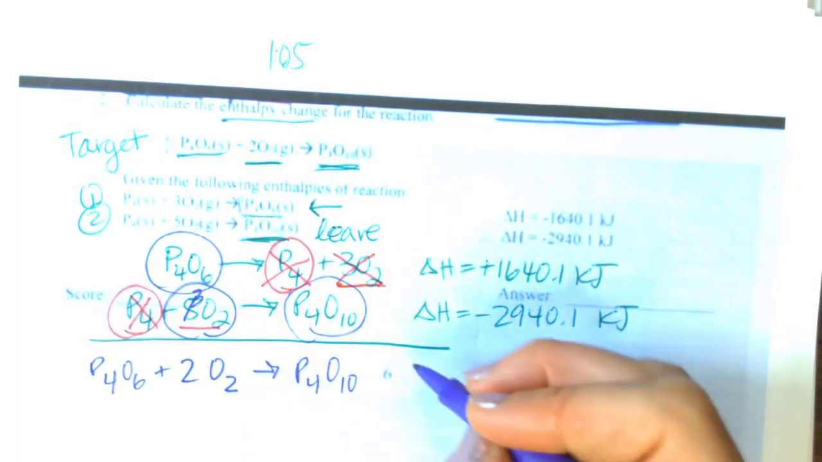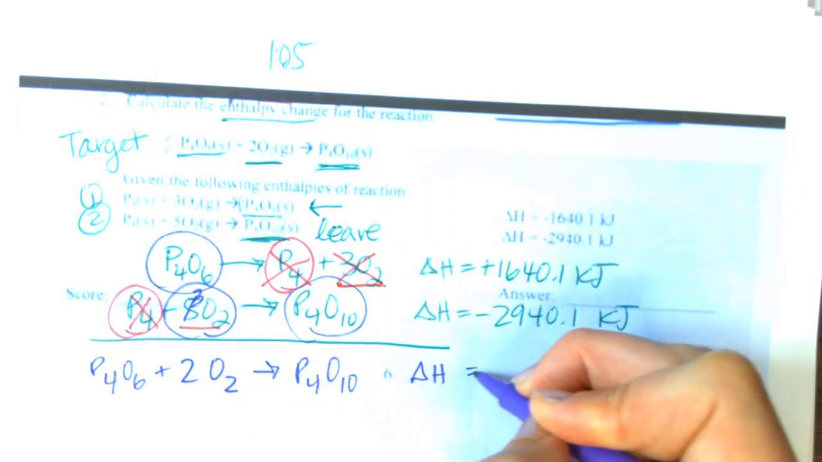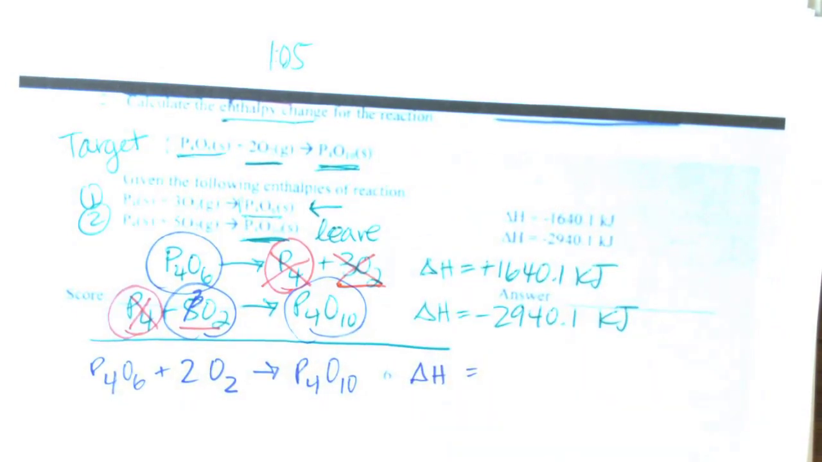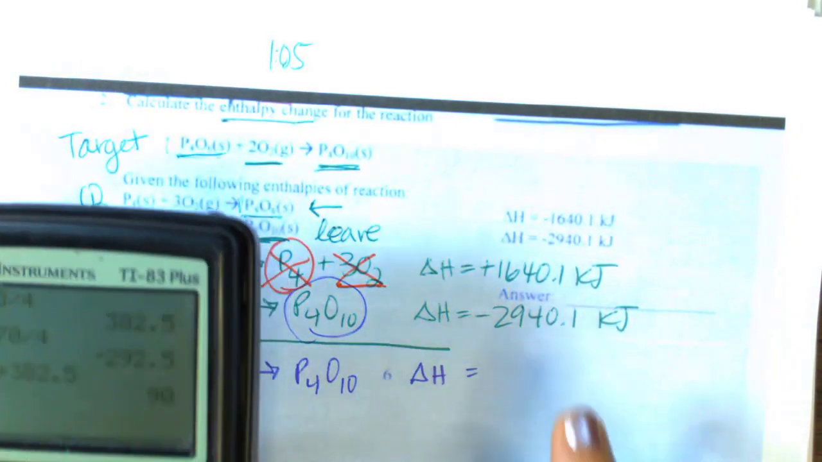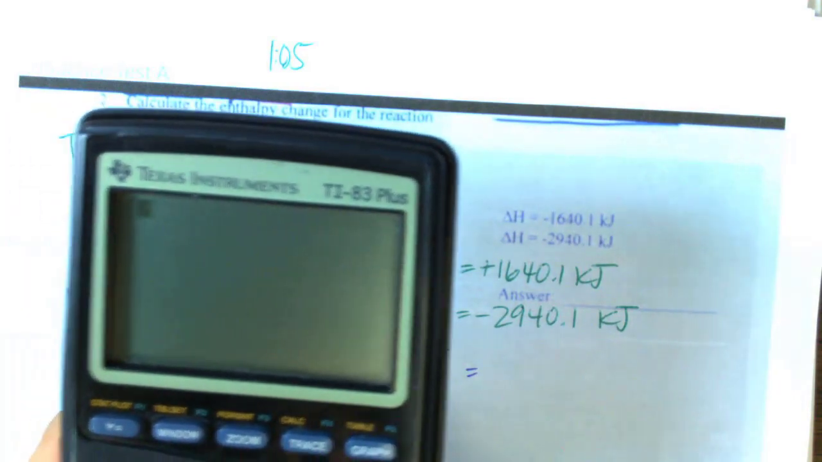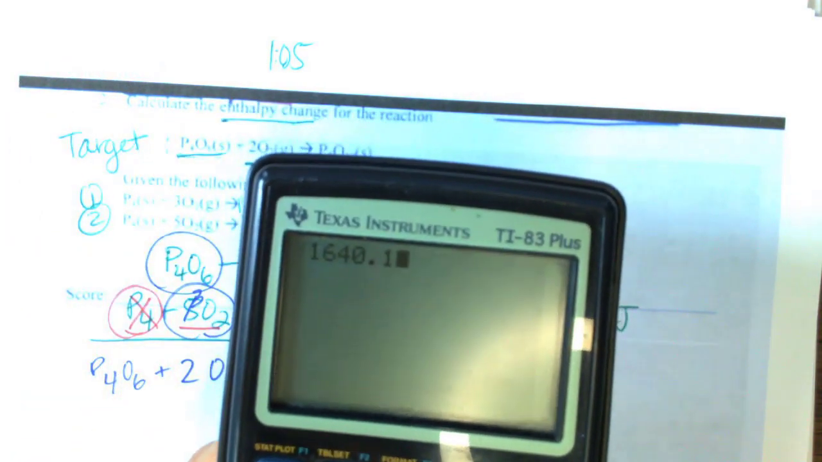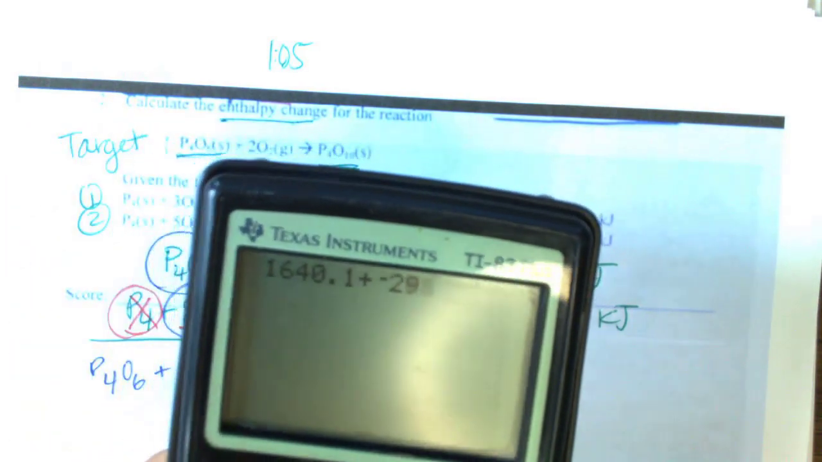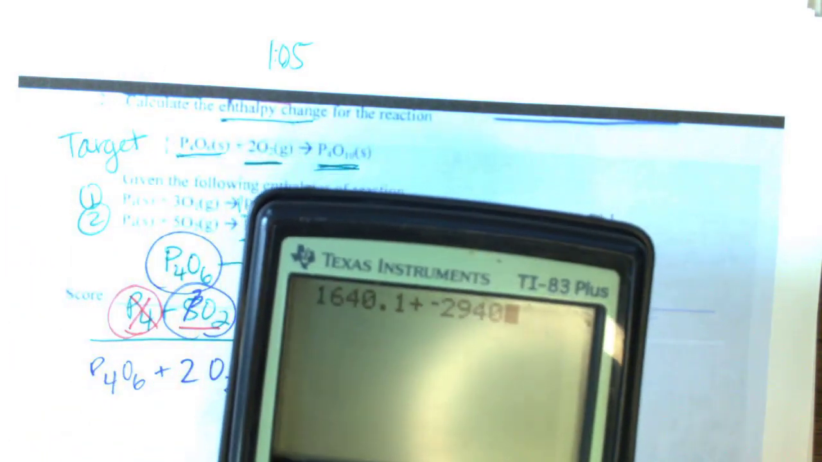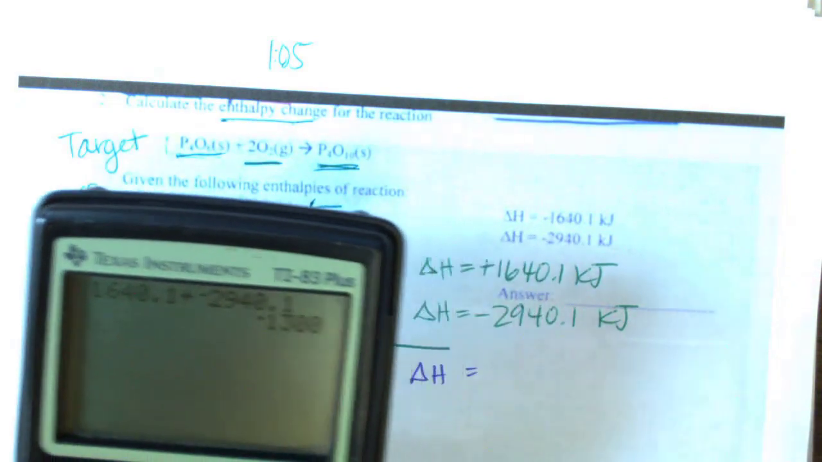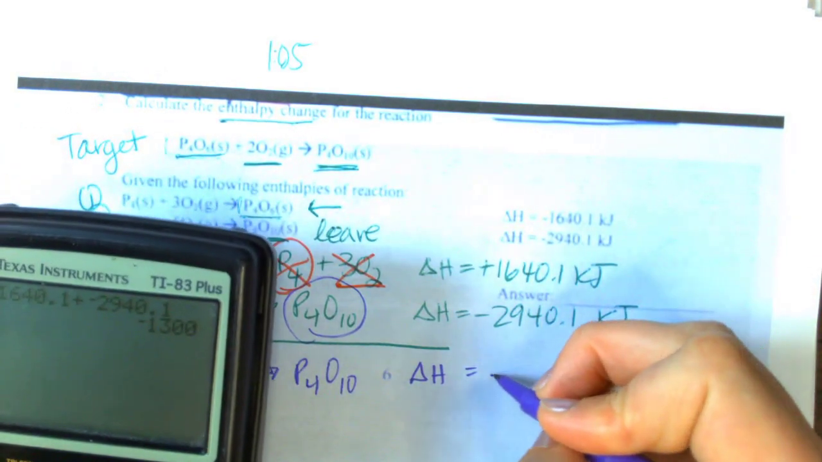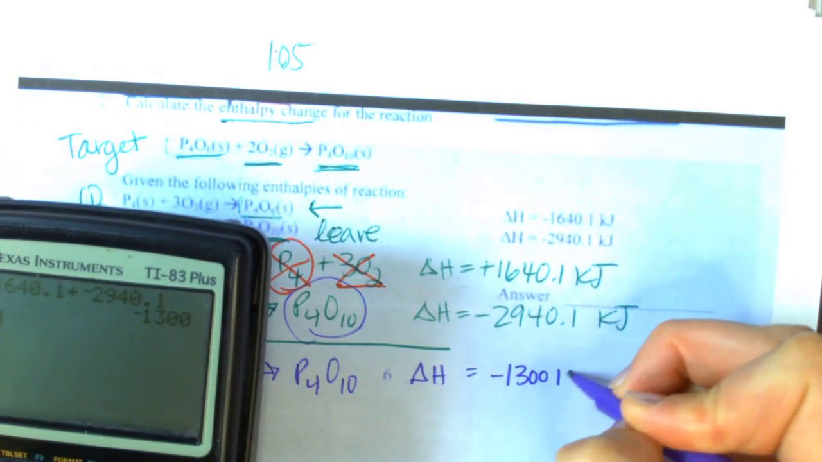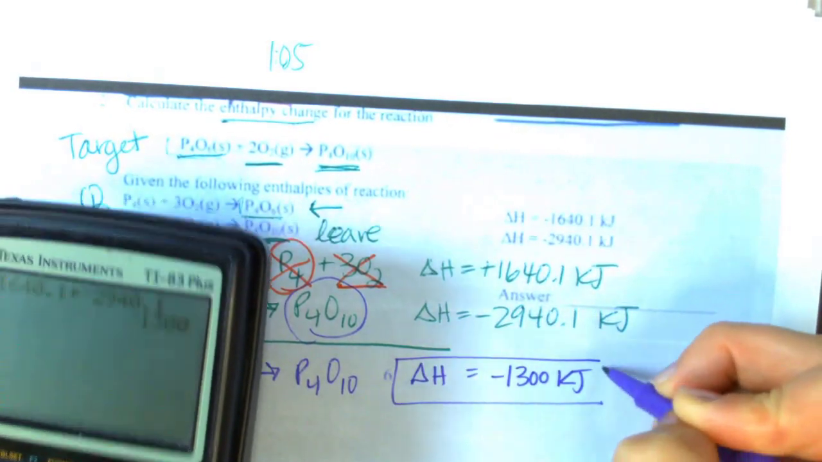That's great. So now we just need to sum up our delta H's. So we have 1640.1 plus a negative 2940.1. And my delta H for this reaction is negative 1300 kilojoules. Again, another exothermic reaction.